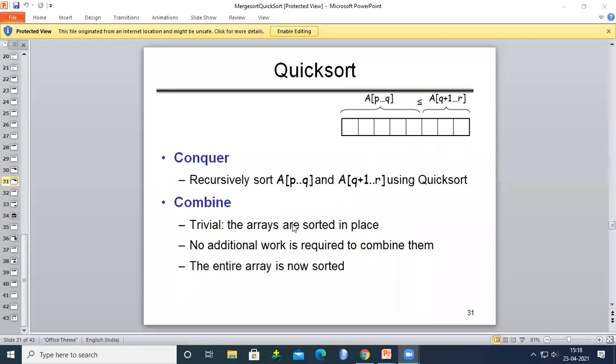Okay, next one. Combine. Combine means we need to combine the solutions or sorted elements. That is trivial. The arrays are sorted in place. No additional work is required to combine them. The entire array is now in sorted order. So after combining two sorted subarrays, you will get the sorted array. The first subpart is sorted, the second subpart is also sorted. Now we are combining these sorted elements. Finally, you will get the sorted array.